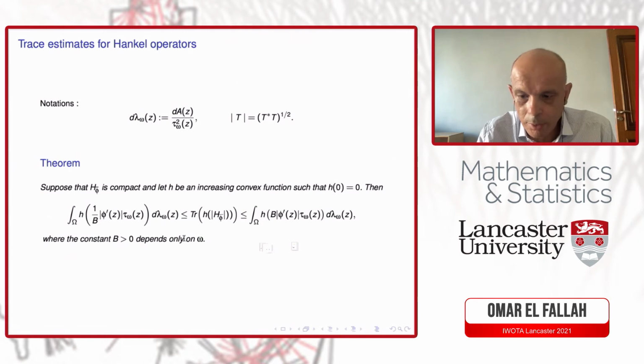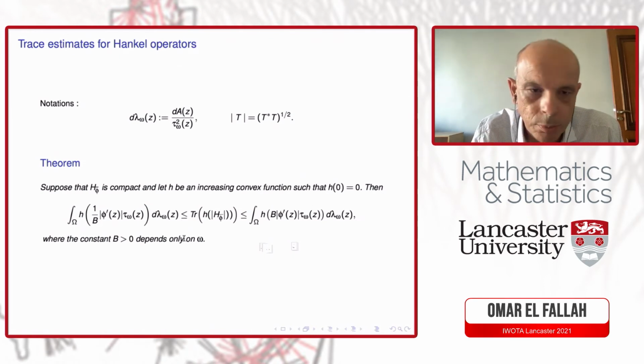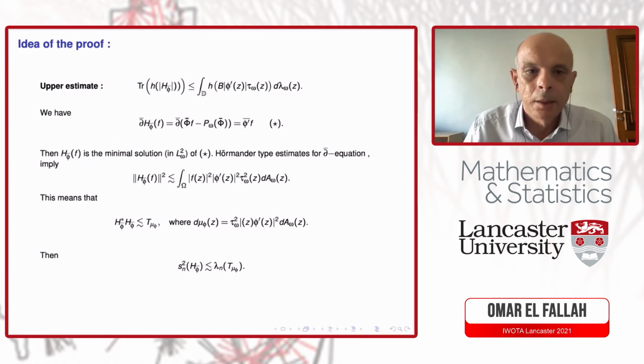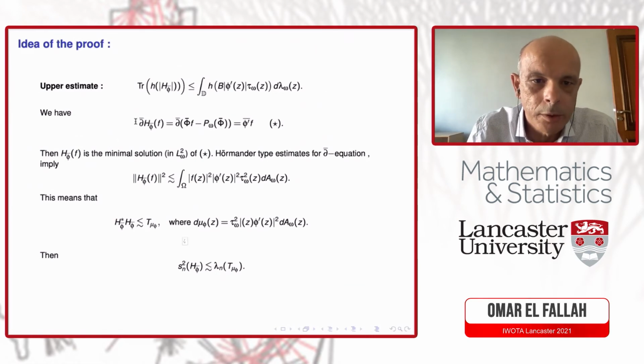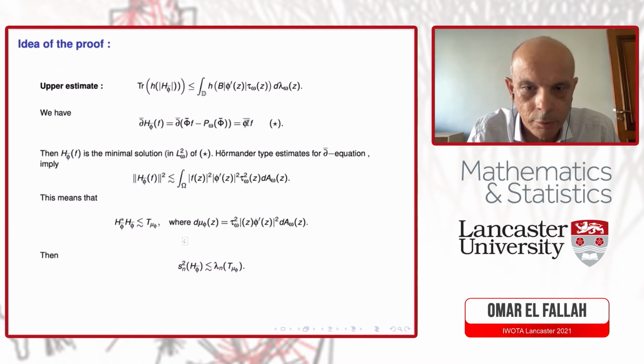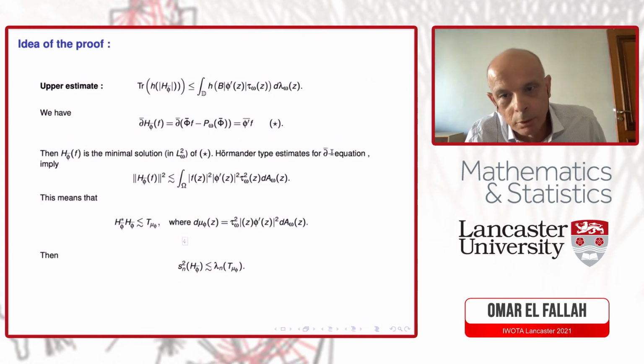To prove this, I have not enough time, so I will go somewhat faster. I just give some ideas of the proof, very briefly. Hankel operators connect with the d bar equation. If you consider d bar of h phi bar f, we have the derivative of phi bar times f. So h phi bar f is the minimal solution of this equation. Using Hormander type estimates for d bar, one can obtain this inequality.